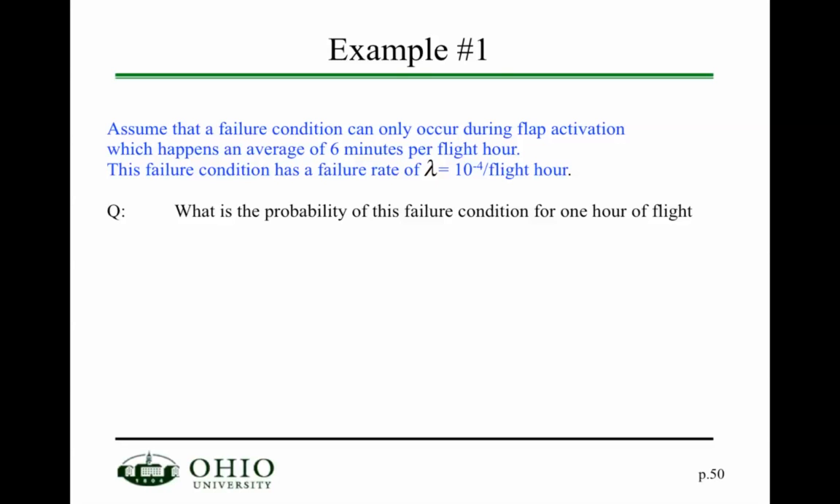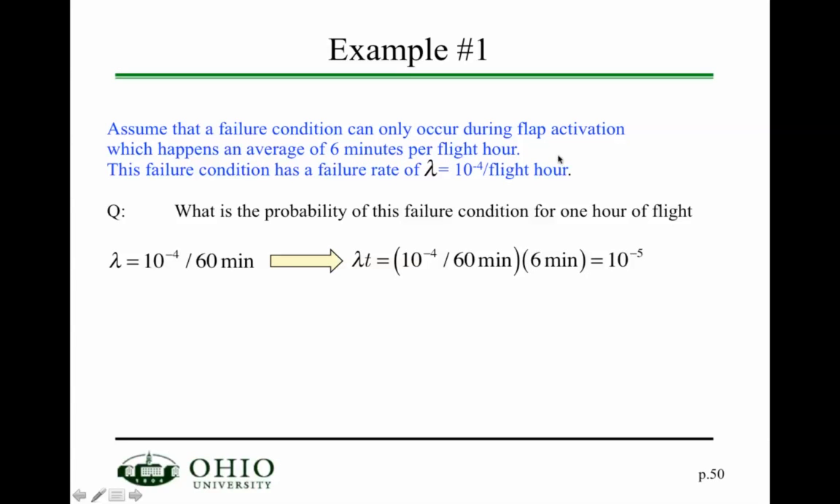What you have to realize is that reliability is the probability that something fails during exposure time. So we have a lambda of 10 to the minus 4 per 60 minutes, but you have to realize the exposure time in this particular case is 6 minutes. That's the only time interval that we're using the flaps. So the exposure time is 6 minutes times the failure rate, and you get a probability of 10 to the minus 5.